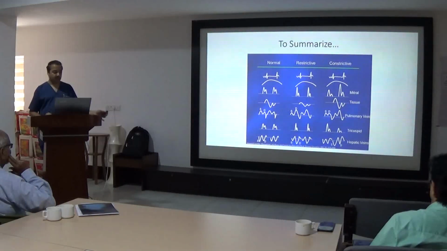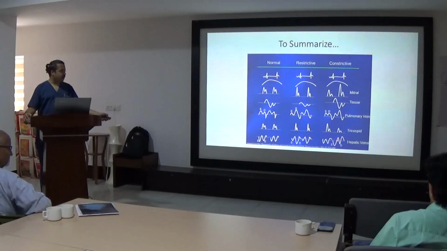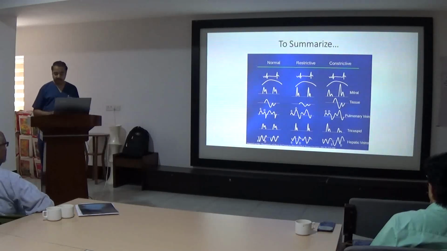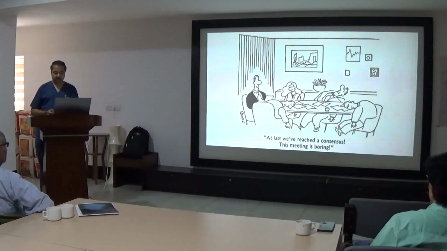And this is to summarize. ECG remains normal. This is the ECG in restrictive. There will be low voltage complexes in constrictive, although ECG does not help much. Mitral valve velocity remains similar in case of restrictive cardiomyopathy. It varies by 25% in case of constrictive pericarditis. Same with tricuspid velocity, which remains similar in restrictive cardiomyopathy. It varies by more than 40% in constrictive pericarditis. Hepatic vein will show prominent diastolic flow reversal in constrictive pericarditis. And obviously tissue Doppler also is diagnostic.